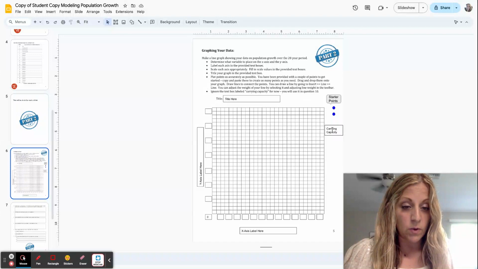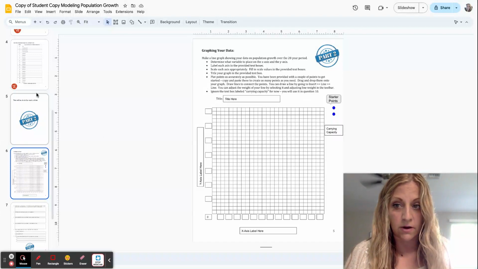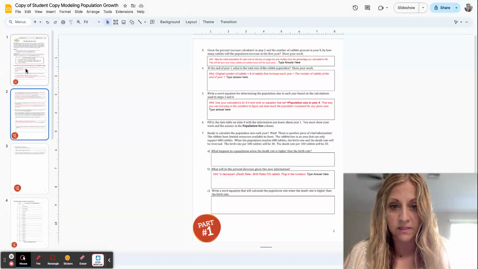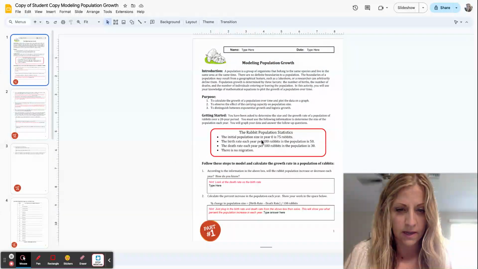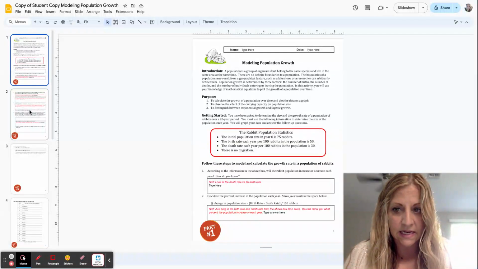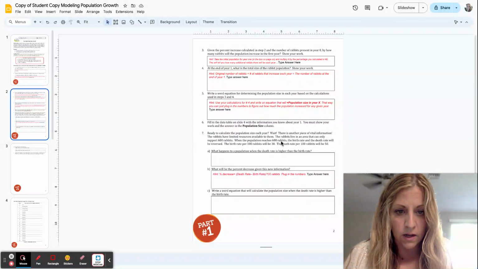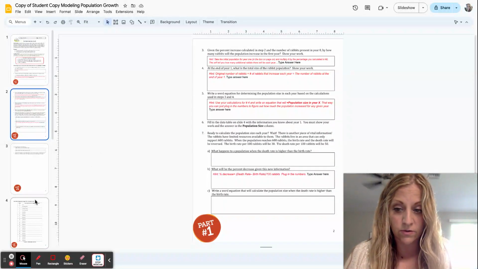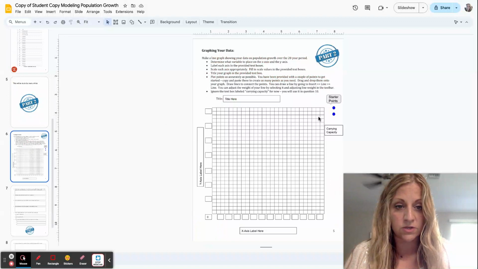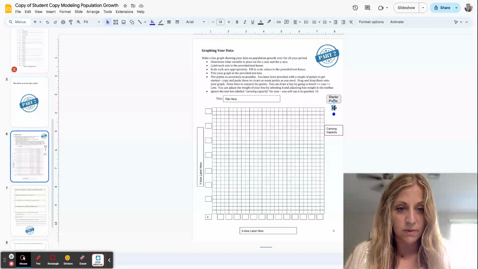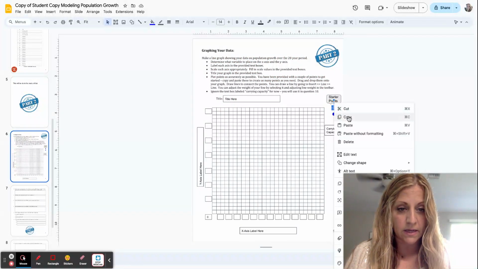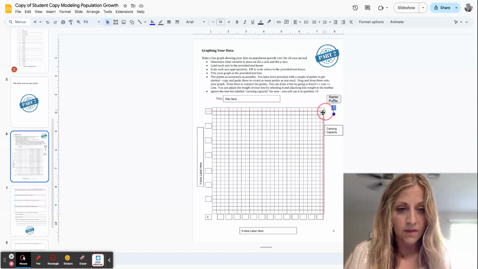And so the one other thing that you do need to graph is your carrying capacity. If you want to go all the way back to the instructions, remember that the carrying capacity for this population is 600 rabbits. So you want to make sure that you include that data in your graph. And what you're going to do is you can go ahead and just make a copy of these by right-clicking and then do copy and then move these.